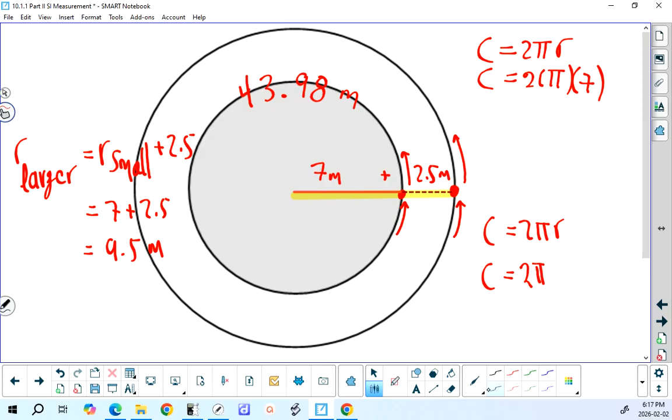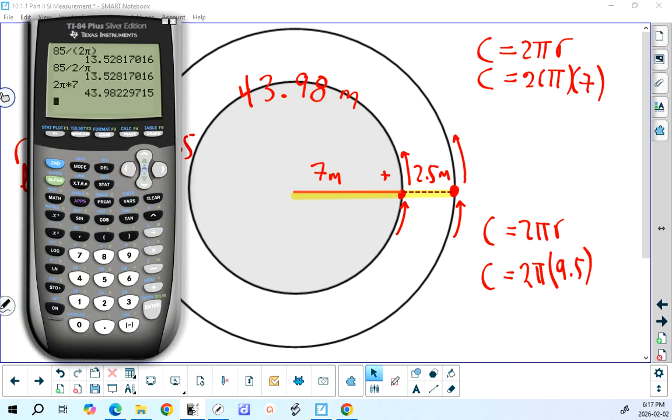So the circumference of the larger circle will be 2 times pi times 9.5. Let's pull out the trusty calculator. 2 pi times 9.5 gives me 59.69 meters.